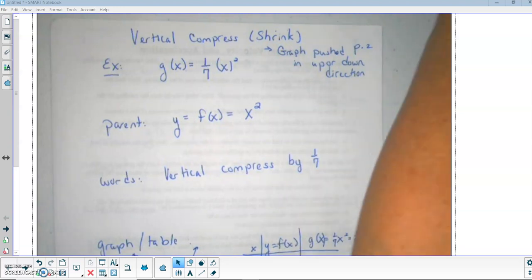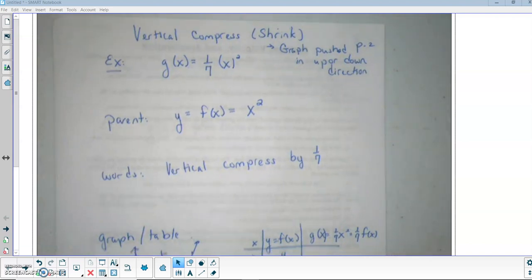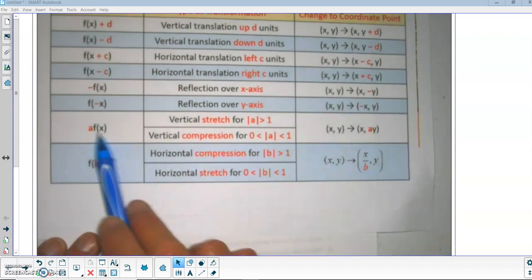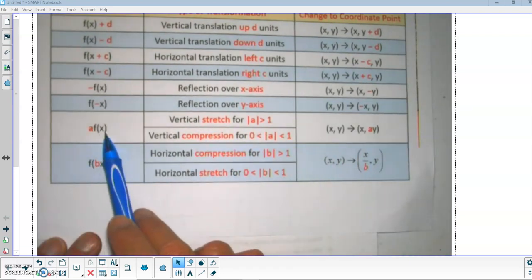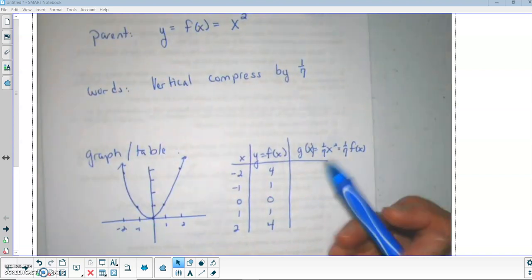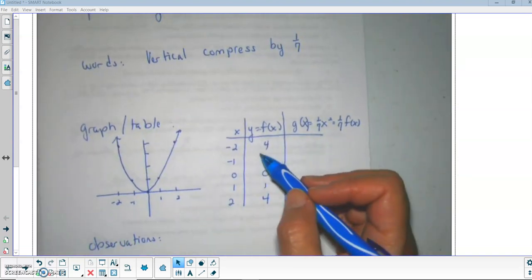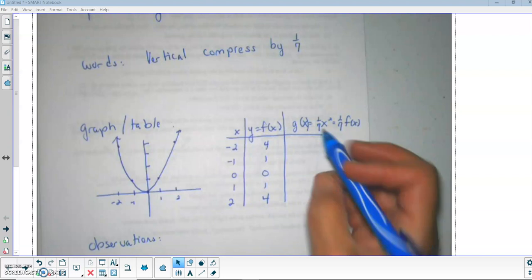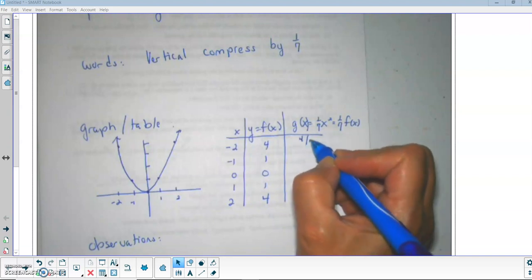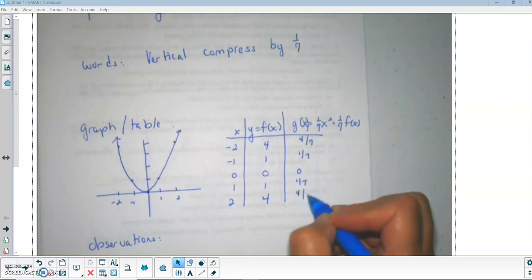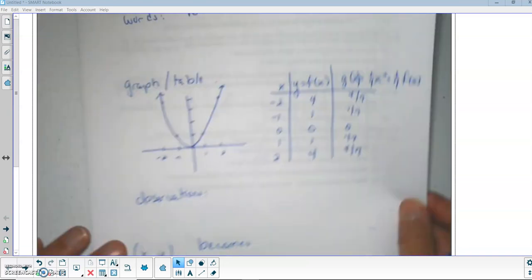All right. Sometimes people will say a vertical stretch by 1/7, and you generally get the idea. But here again, this is off of this chart. When the value attached to the function operator has an absolute value between 0 and 1, it's a vertical compression. What happens is all of the input values stay the same, and our outputs are multiplied by 1/7. So we end up with some crazy fractions: 4/7, 1/7, 0, 1/7, and 4/7. So it's a little harder to graph.